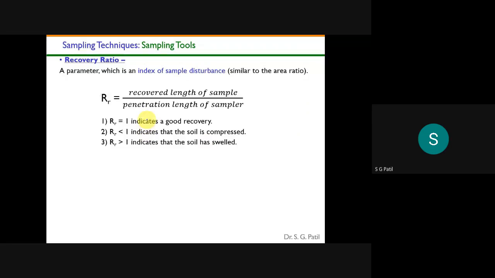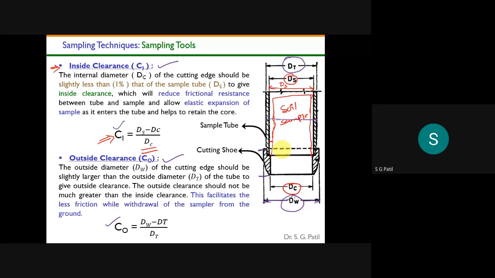There is another ratio called the recovery ratio. This recovery ratio is also a very important parameter to decide whether the soil sample is a disturbed one or an undisturbed one. So what is the recovery ratio? Recovery ratio is nothing but the recovered length of sample to the penetration length of the sampler. Suppose this is the penetration length of the sampler. Just a minute, I will erase all this doodle work.